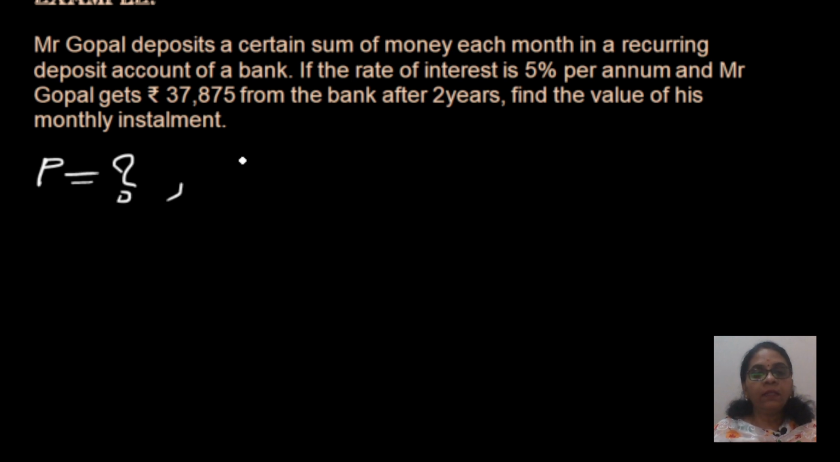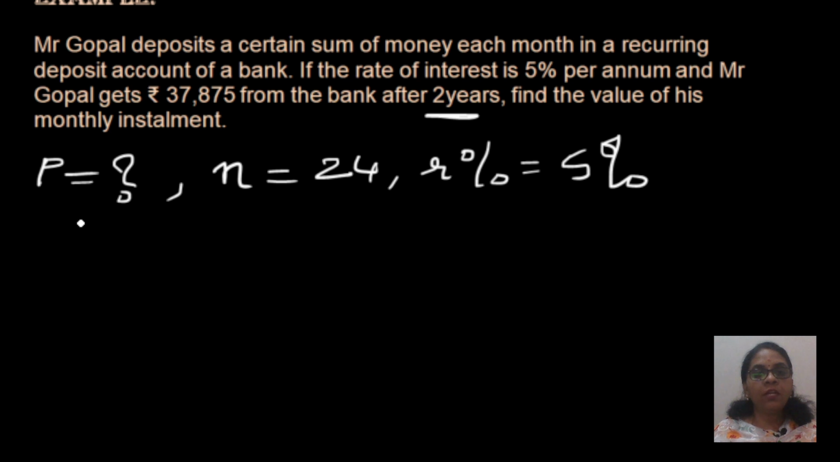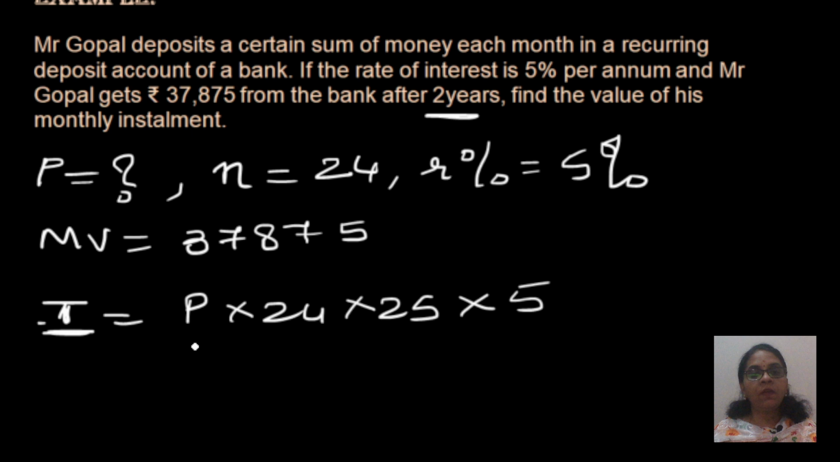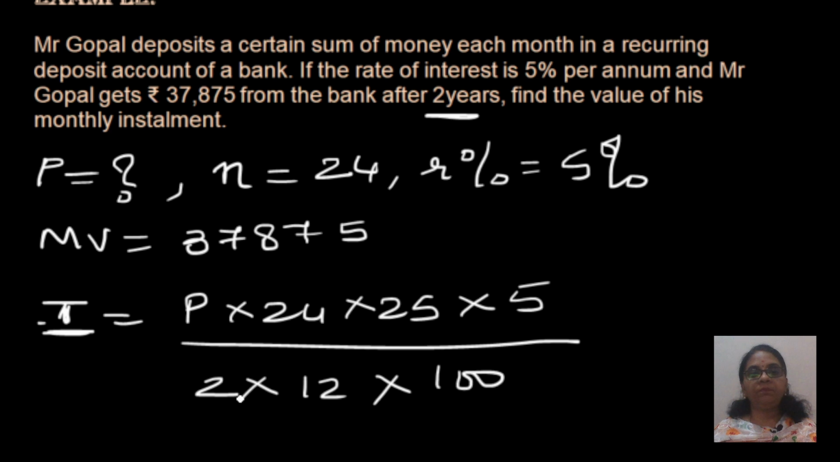okay, and for a period of 2 years. So, n is equal to 24, r percent is 5% and the maturity value is 37875. Just like in the previous sum, children, I is equal to P, which is unknown here, into 24 into 25 into 5 by 2 into 12 into 100.